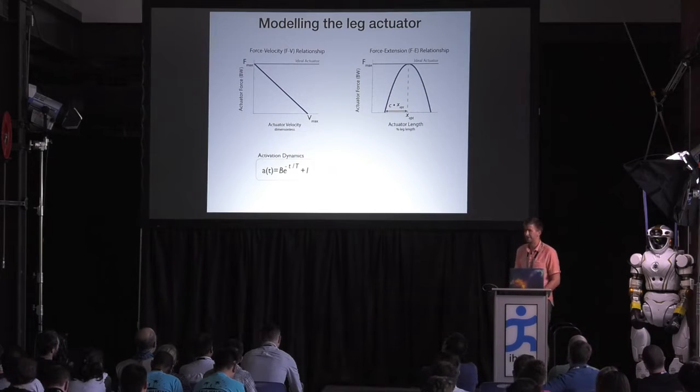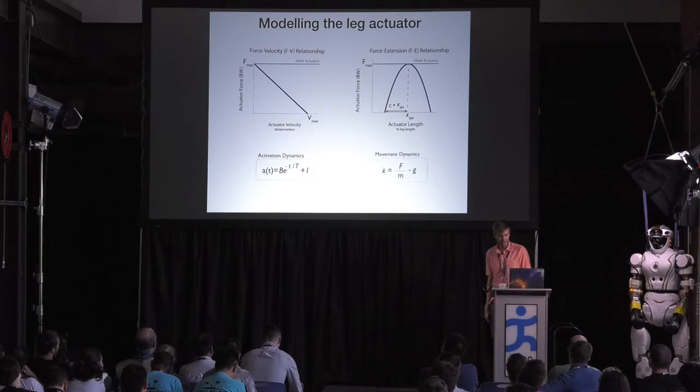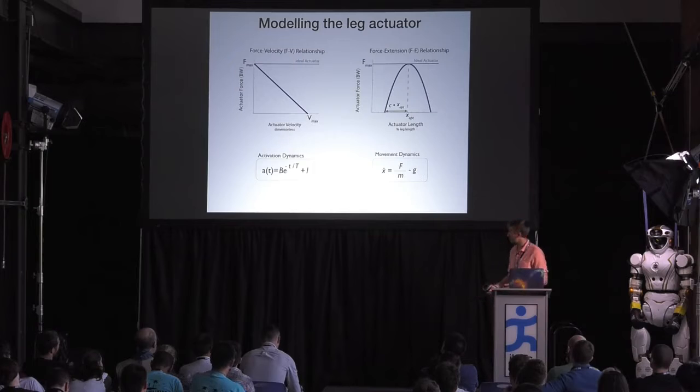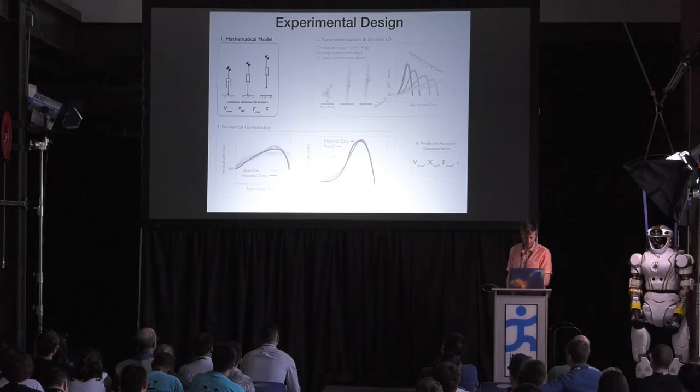In our model, we consider simple activation dynamics, and we couple this with the movement dynamics of a point mass working against gravity. What we get is a differential equation that has 4 unknowns, and it predicts jump height as well as ground reaction forces. So we have our model, and we have our 4 unknown parameters.